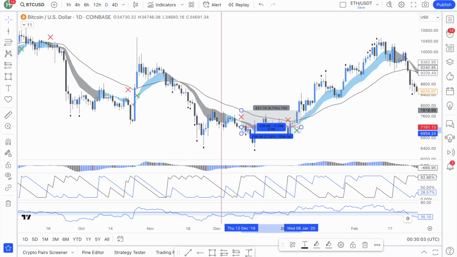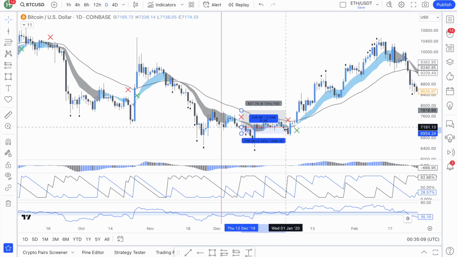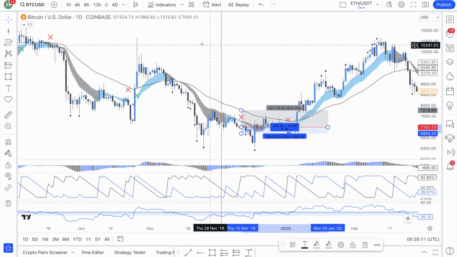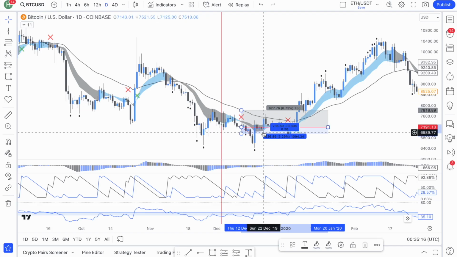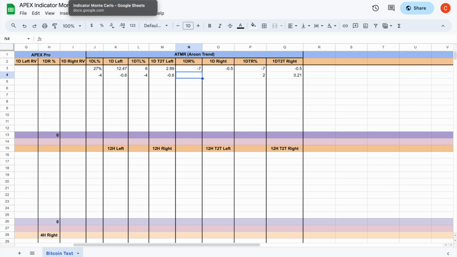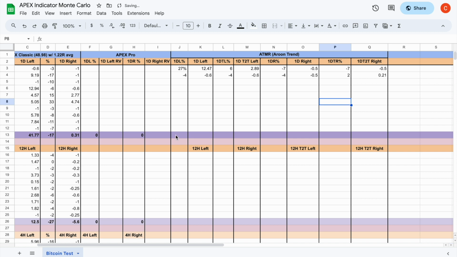And then if I was doing it for my personal strategy, what would happen here? I would probably get stopped at half. So that would be minus 4 and then minus 0.5. All right, so now I'm going to mute while I do the rest of these.